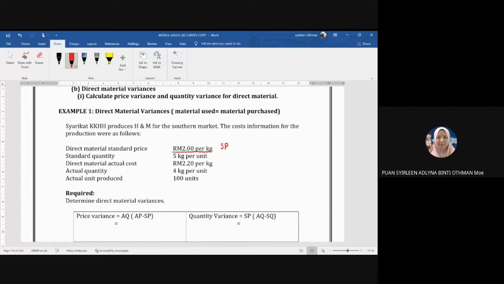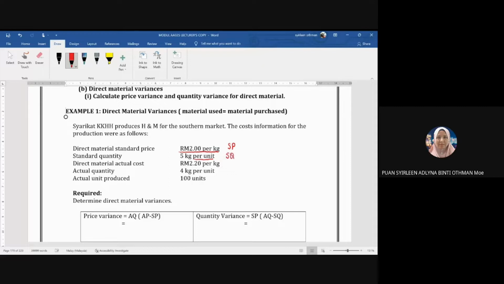So product cost merujuk kepada bahan yang belum siap. You are not referring to finished goods. You are referring to the quantity of bahan mentah, the direct materials used. Okay. So the direct material standard price dia bagi SP dekat sini ialah RM2. Okay. And then dia bagi kamu standard quantity. In order to finish one product, untuk jadikan dia satu finished goods, you need 5 kg of bahan mentah. So this is actually your standard quantity per unit, iaitu 5 kg. Alright, okay.